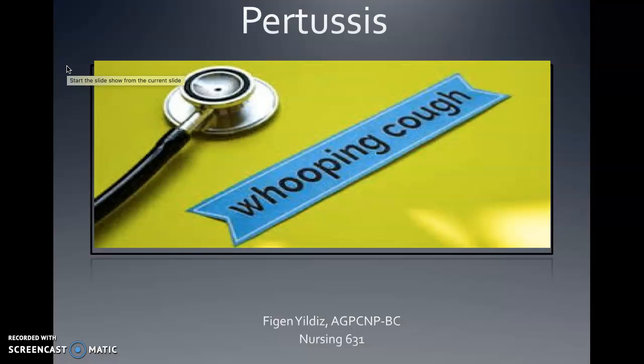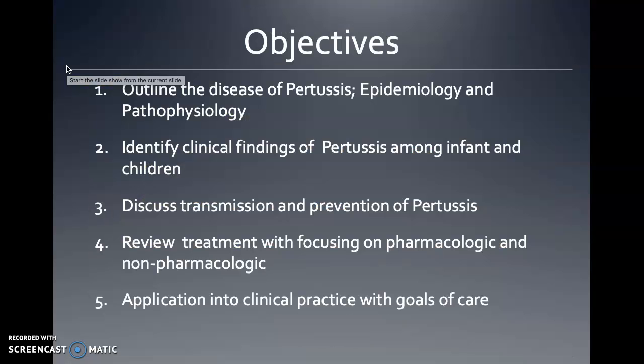We'll be talking about pertussis tonight. Our objectives are to outline the disease process of pertussis, including epidemiology and pathophysiology, and identify the clinical findings of pertussis among infants and young children. Discuss the transmission and prevention of pertussis. Review the treatments, but focus on pharmacological and non-pharmacological treatments and their application in clinical practice.